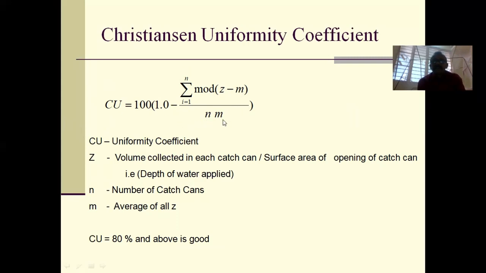So if you apply this formula, one will be able to find out what is the uniformity with which water is applied to the crops in the installed system. If we get a uniformity coefficient of 80% and above, it is very good. If it is less than that, then it's not good and it's not advisable.